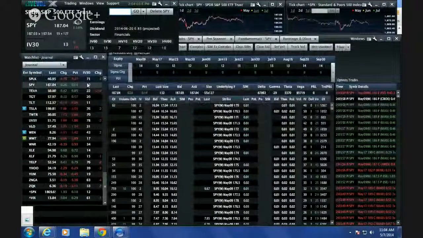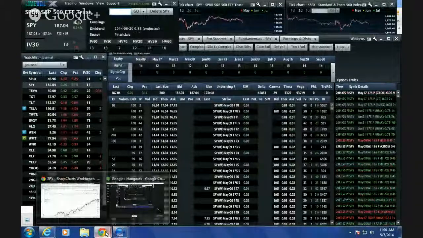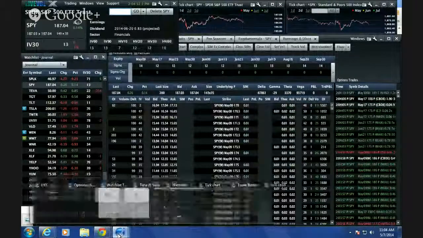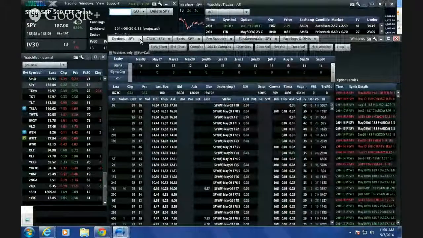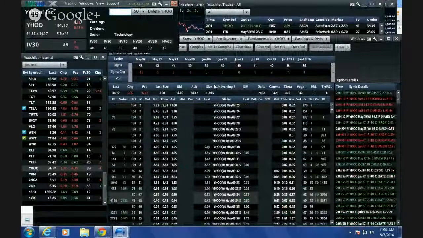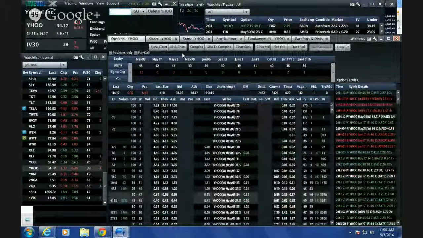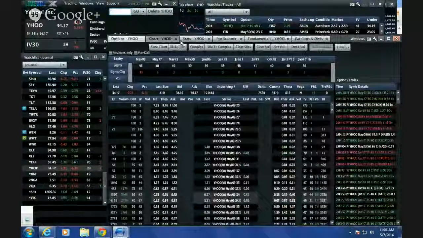Let me actually talk about some of the trades I saw. As you guys know, I like watching this. This is the Watchlist trade. Basically, I saw this trade in Yahoo, which was kind of interesting. So I thought I'll talk about it.